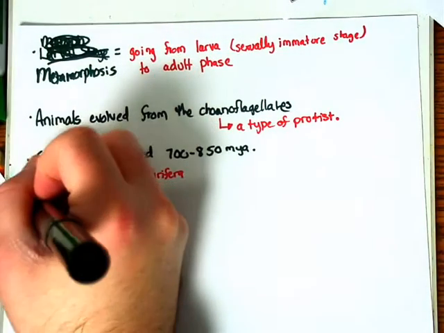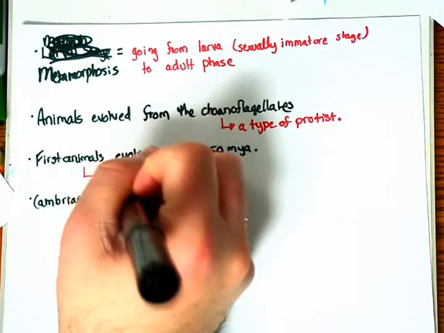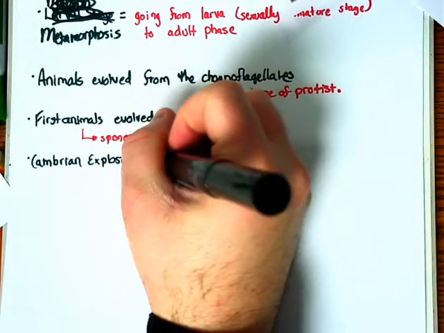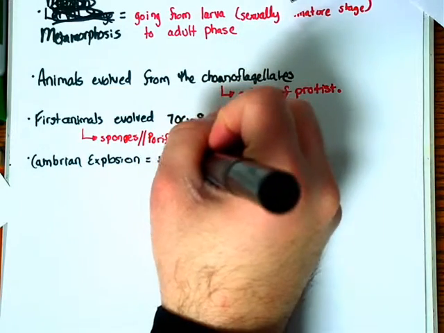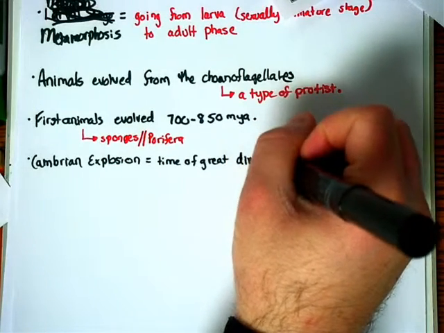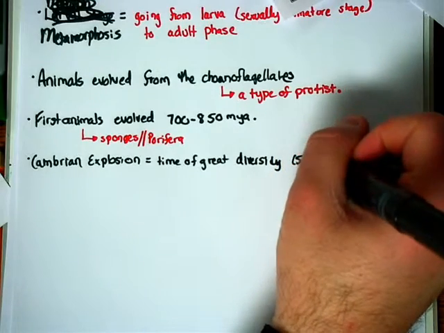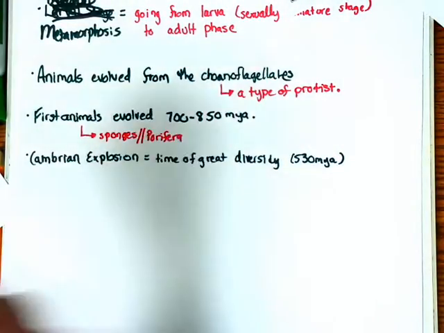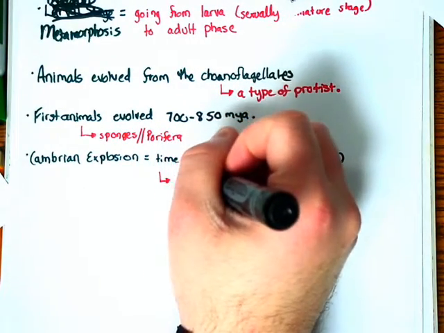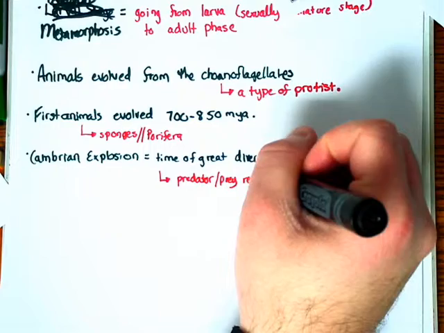That would be from the animal kingdom. I think we want to remember what's happening in the Cambrian explosion. Not really like an explosion, as in what we would classify an explosion as. It's a time of great diversity. About 530 or so million years ago. And the reason that it happened was because of predator and prey relationships.